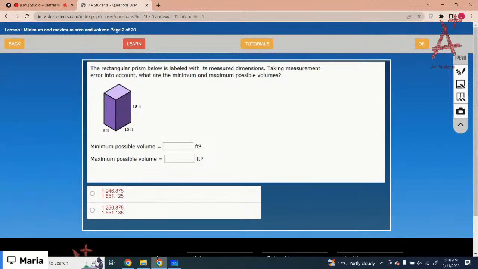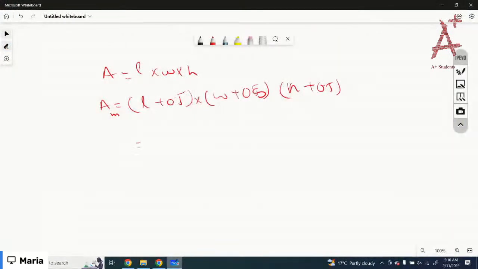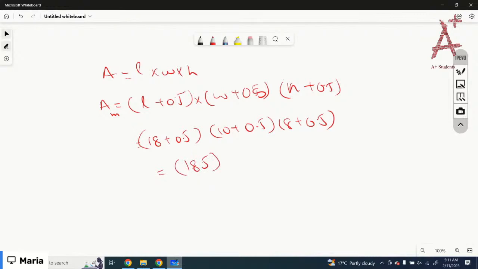18, 10 and 8. The values, the dimensions are 18, 10 and 8. It would be 18.5 times 10.5 times 8.5. Got it? Just add up all the values.